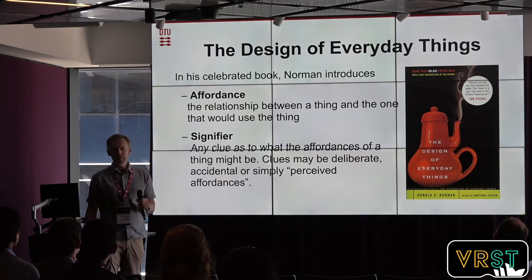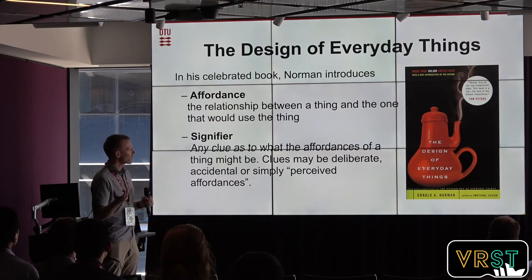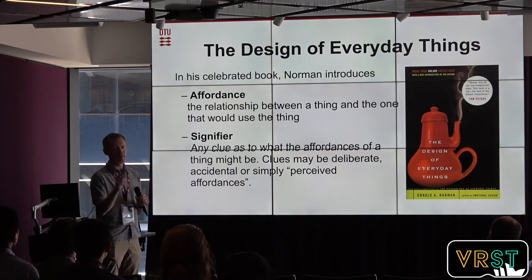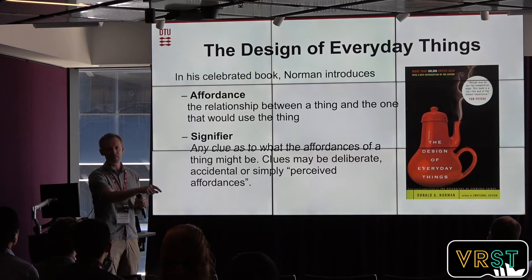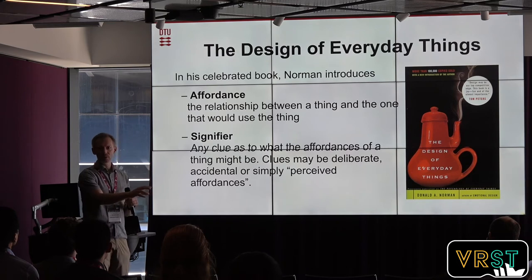Now, Norman realized that people were thinking about this a little bit wrong when it came to user interfaces. People were thinking, oh, an affordance is what I can do with an object. So if I place a button somewhere in my interface, that's actually an affordance. But that wasn't really what he had in mind, because of course the button is just showing you that there is some possibility. It's not the possibility itself.